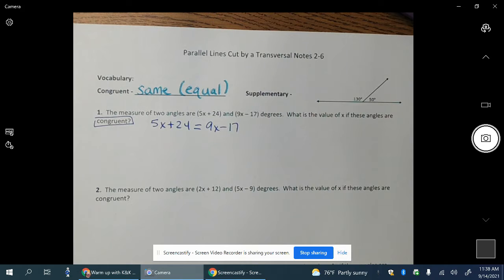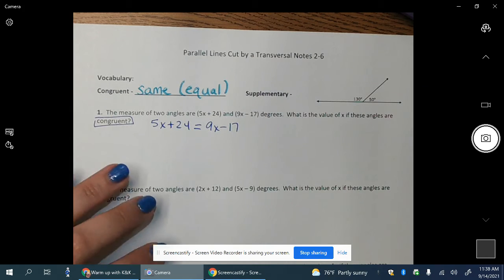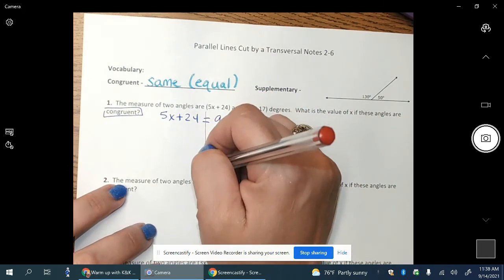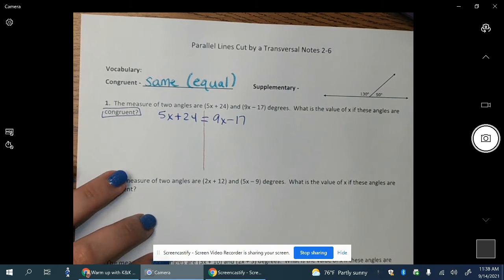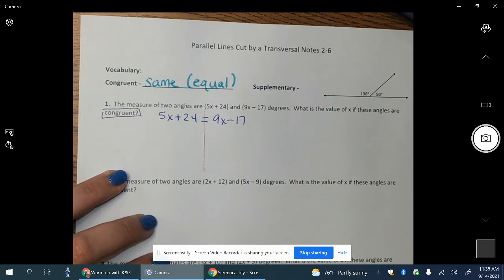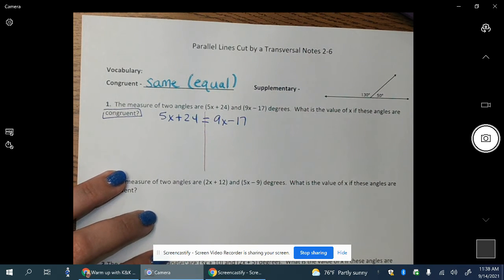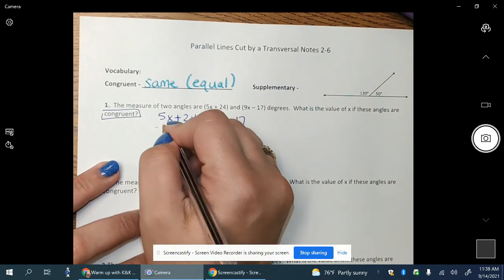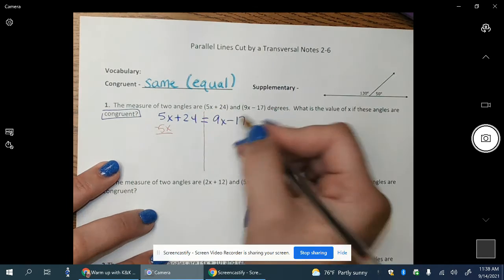Okay? So congruent means the same, so I write both equations and I set them equal to each other. We have done this for over a week now. Y'all are getting so good at it, so quick. We're going to do one together, and then I'll let you do some more. Okay, what do I do first? Minus 5. Okay, minus 5. And why am I minusing 5?